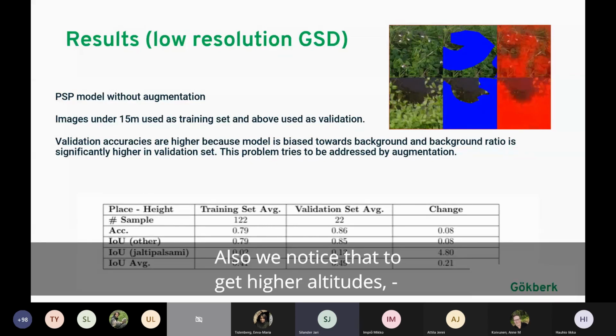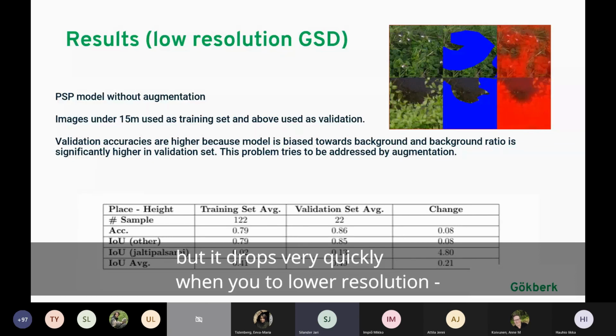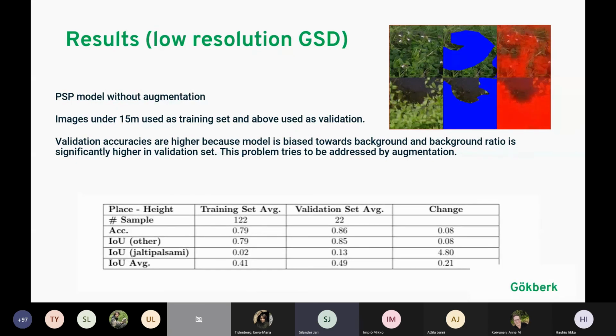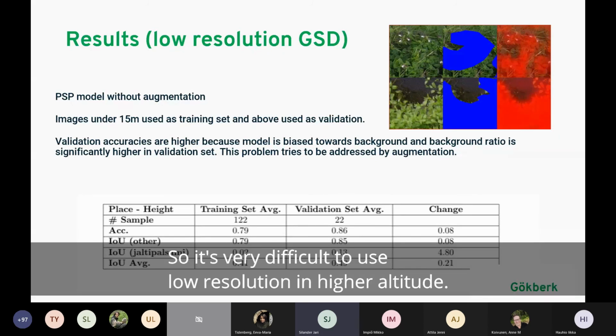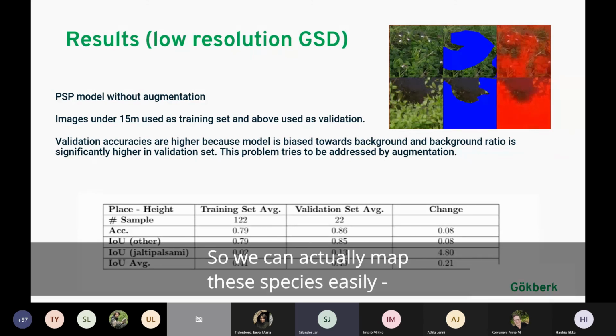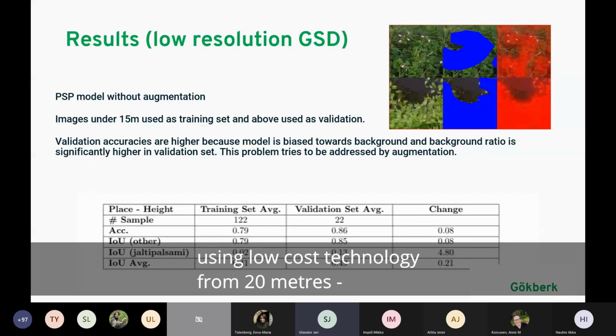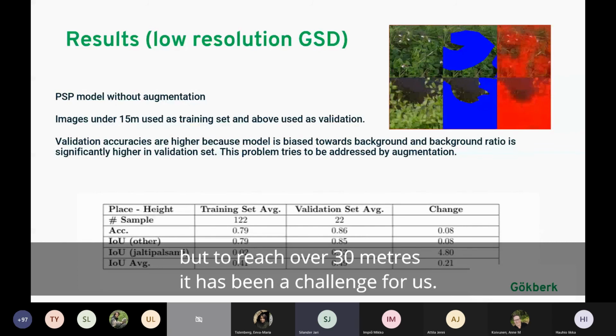Also, we noticed that it is difficult to go to higher altitudes than these, which are taken at about 15 meters. We of course tried 10 meters, 15 meters, 20, 30, 40 meters, but it drops very quickly when you go to lower resolutions, depending on the object size. So it's very difficult to use low resolution at higher altitude. So we can actually map these species easily using low-cost technology from 20 meters, but to reach over 30 meters, it has been a challenge for us.